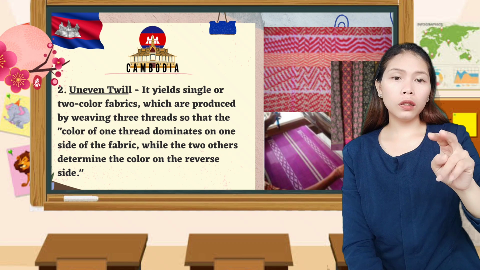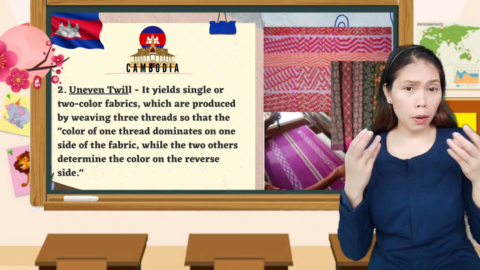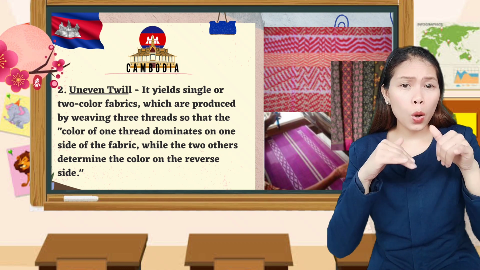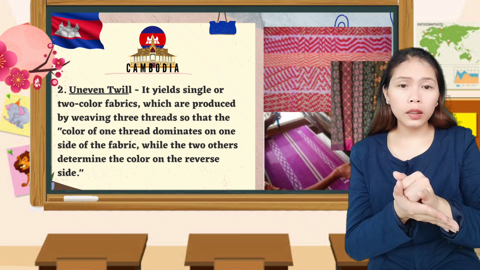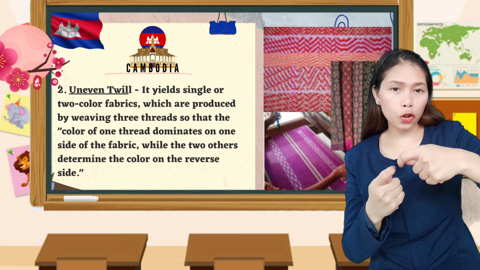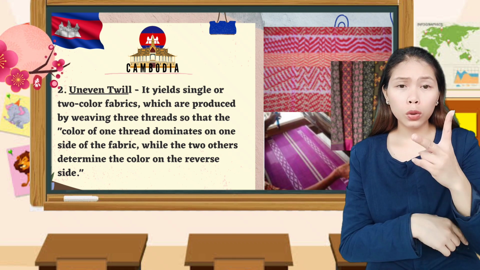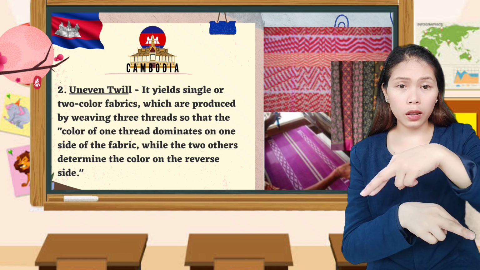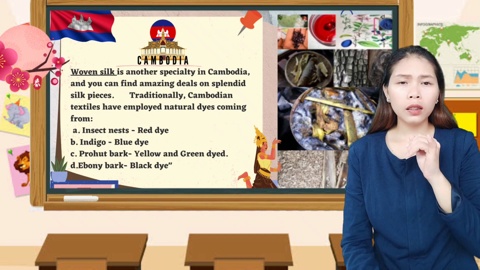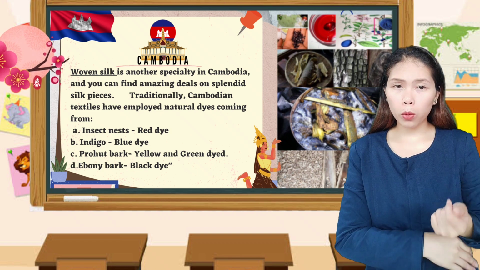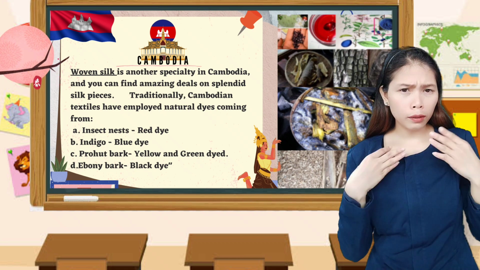Number 2. An even twill. It yields single or two-color fabrics which are produced by weaving 3 threads so that the color of one thread dominates on the side of the fabric, while the two others determine the color of the reverse side. Woven silk is another specialty in Cambodia, and you can find amazing deals on splendid silk pieces.